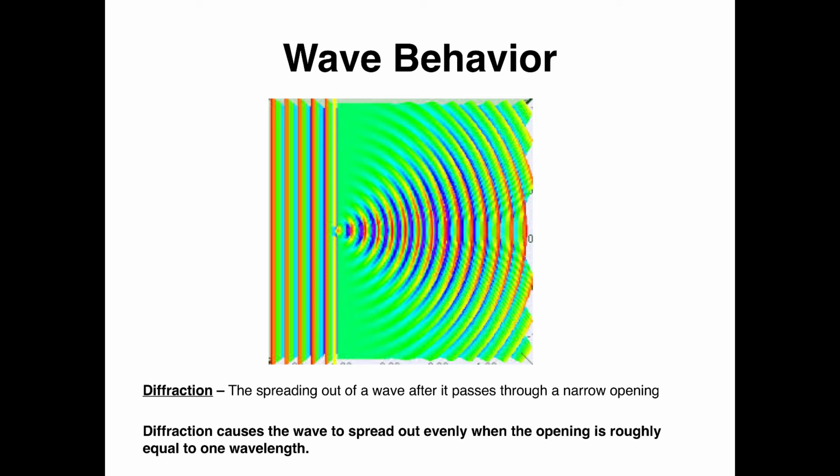Now, if it's not equal to one wavelength, then it does not spread out in such a nice circular pattern. And this is why we can hear sounds if somebody's on the other side of or around the corner of a door that is open. You can still hear them because the sound waves will diffract around the obstacle and are not stopped by the obstacle.